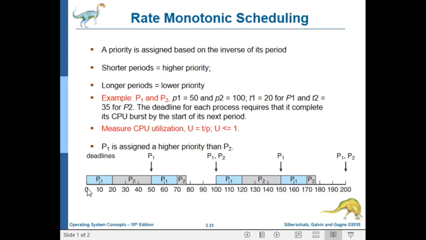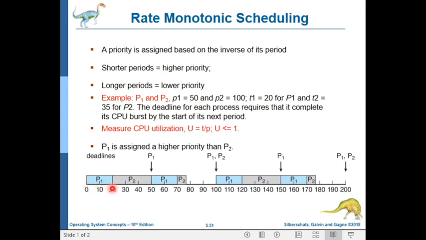For rate monotonic scheduling, we call it RMS. So we look at this figure. P1 starts first.